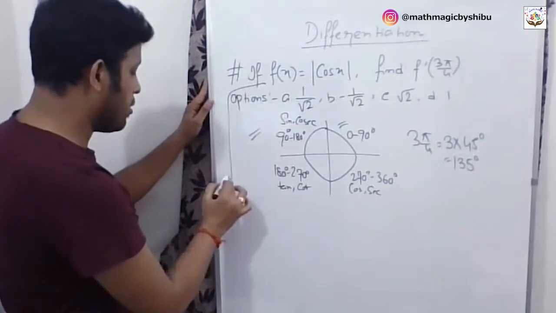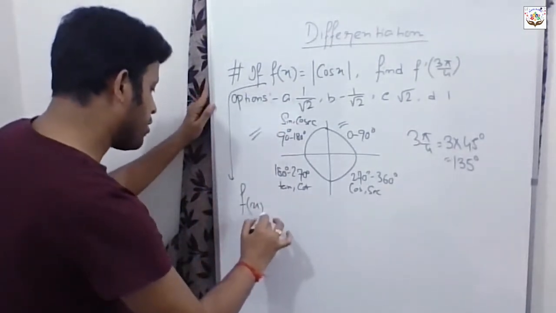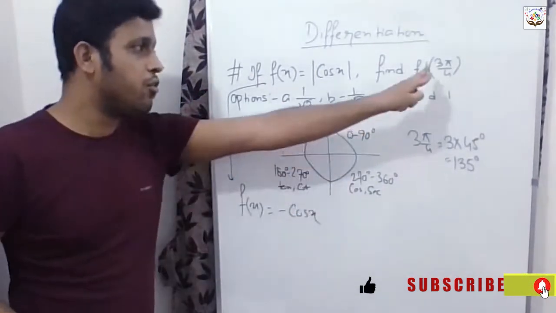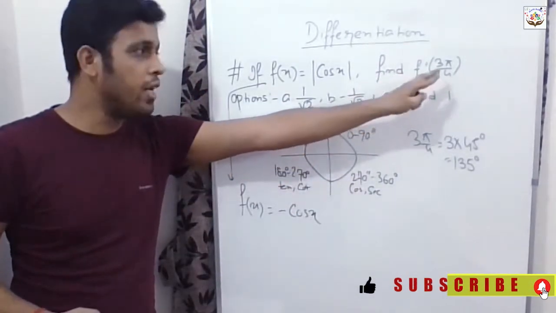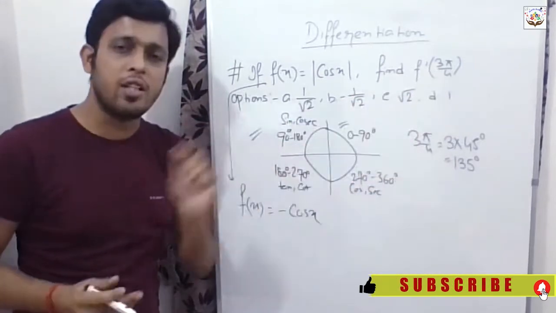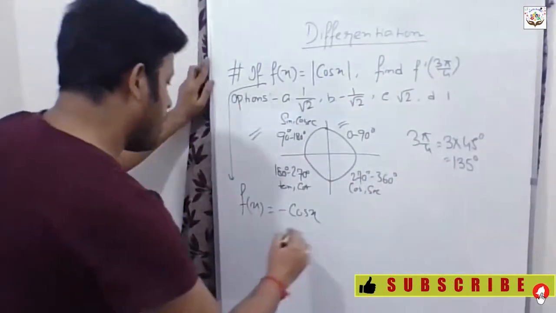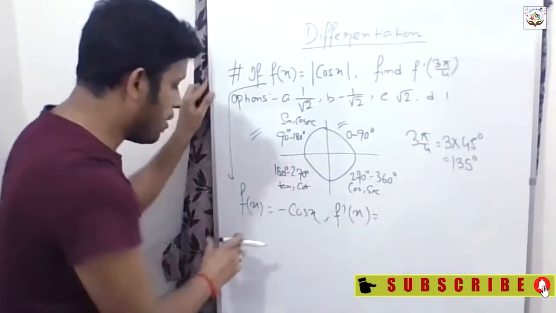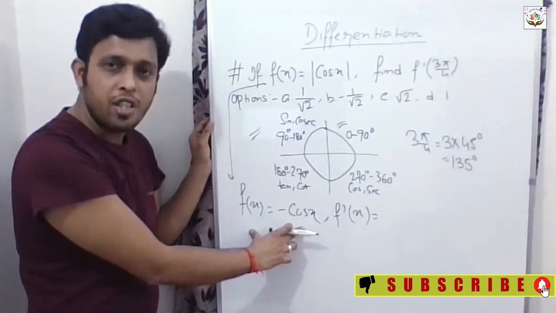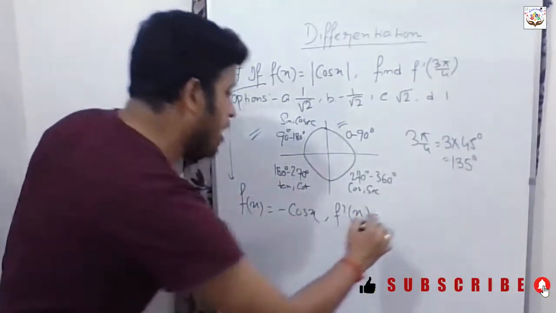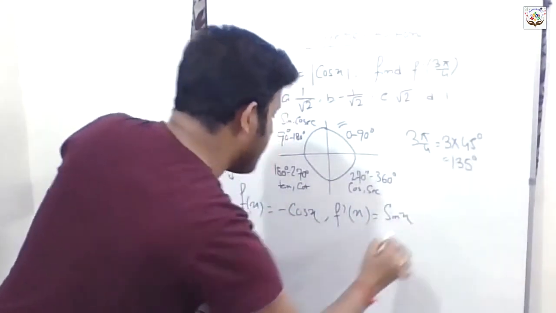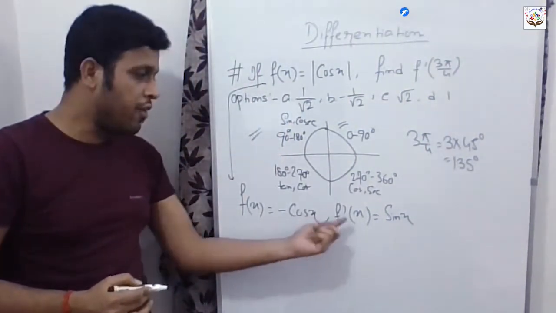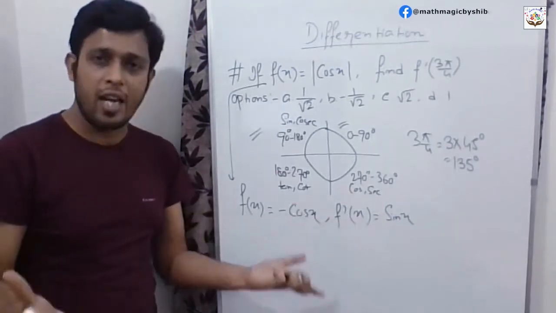So from f x we can write f x will be minus of cos x. Why? As we need to find the value of f dash x when x equals 3 pi by 4, that means 135 degree. Okay, so if f x is minus cos x, can we write f dash x? That means we are differentiating both the sides with respect to x. So can I write f dash x as sin x? Because differentiation of cos x is minus sin x, and already there is a minus. So f dash x will become sin x.